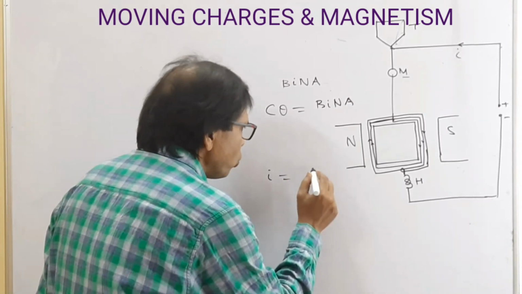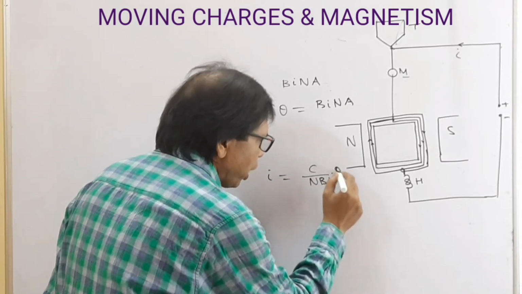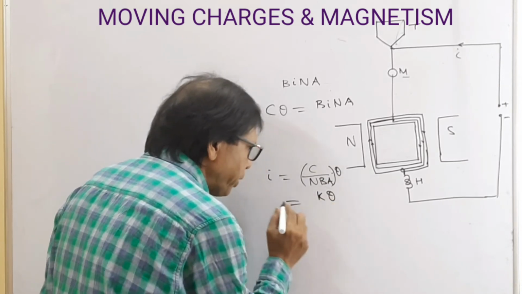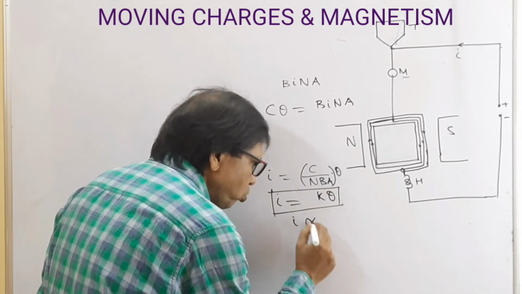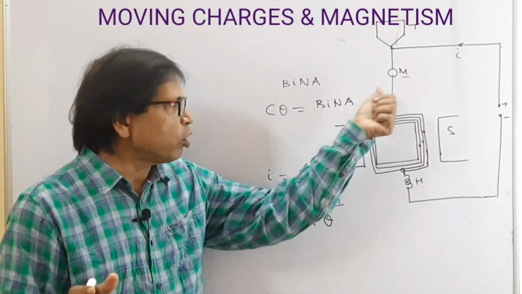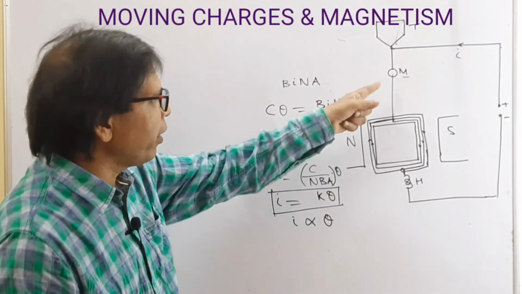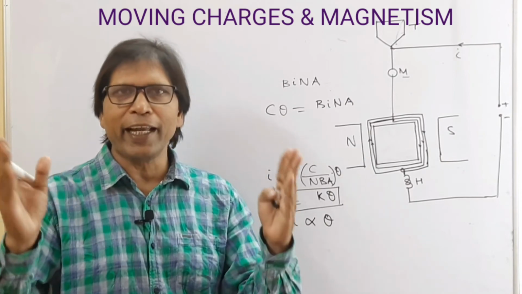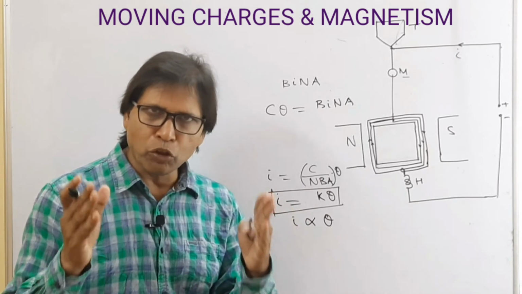So I equals C divided by NBA into θ. This term is known as the galvanometer constant K. Therefore, the current passing through the coil is directly proportional to the angle of twist of the phosphor bronze strip. This angle of twist is measured by the mirror with the help of a lamp and scale arrangement. This is a highly sensitive instrument.